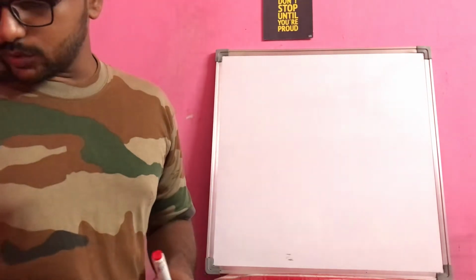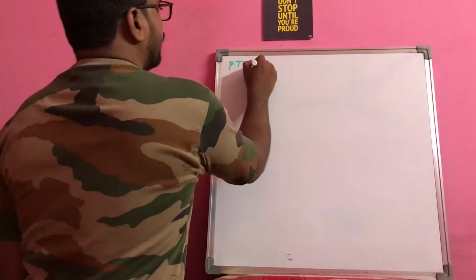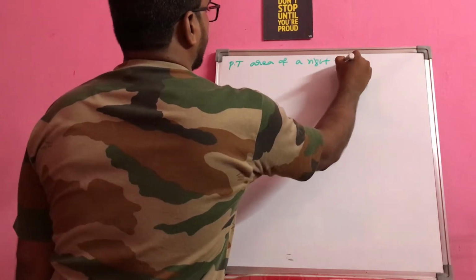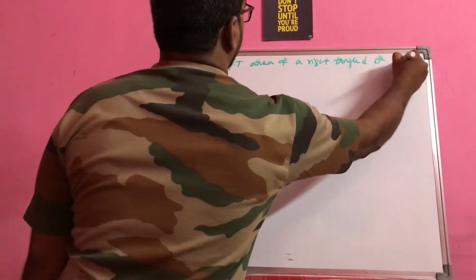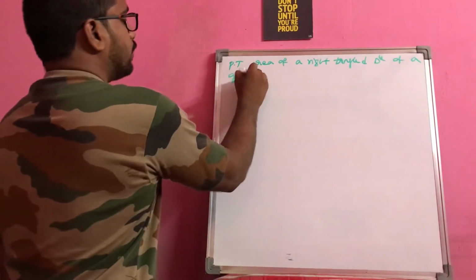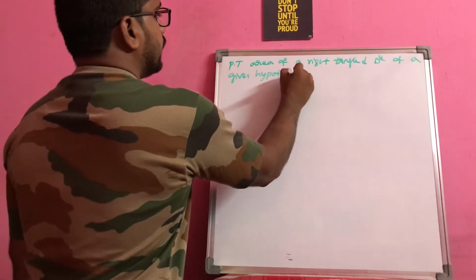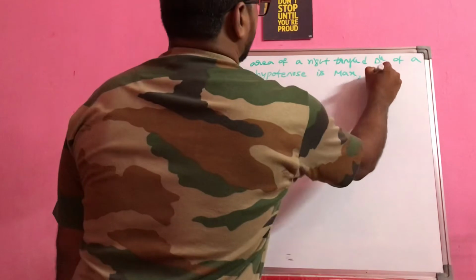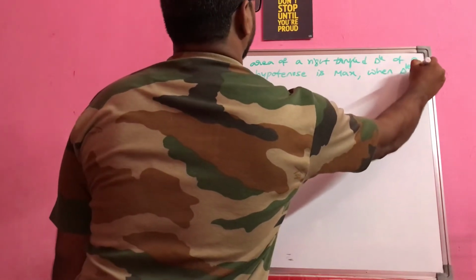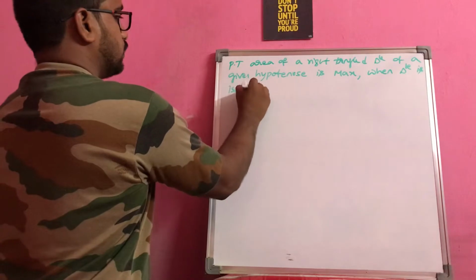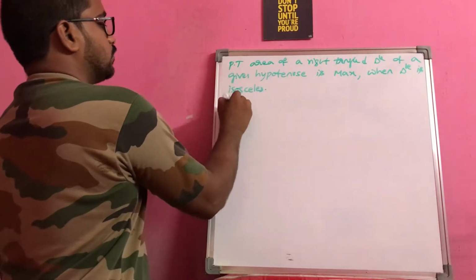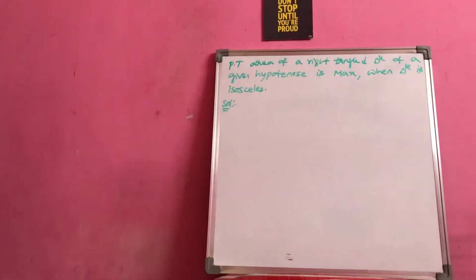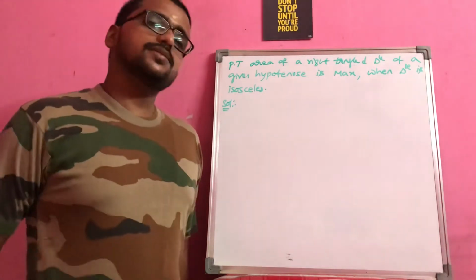Okay, just see this question. Prove that area of a right angled triangle of a given hypotenuse is maximum, when triangle is isosceles. Just see this question. Prove that area of a right angled triangle of a given hypotenuse is maximum, right?